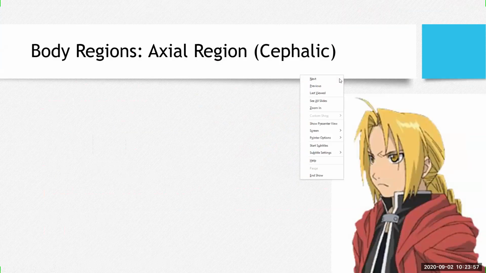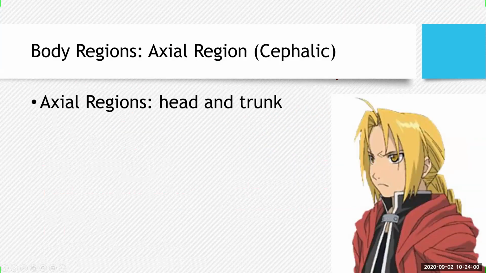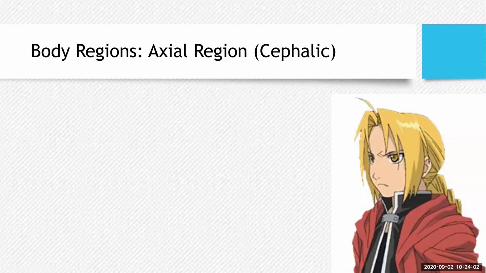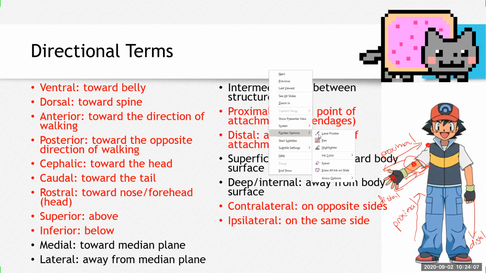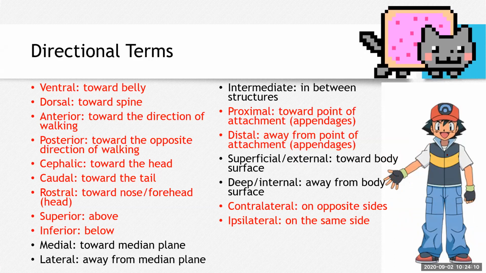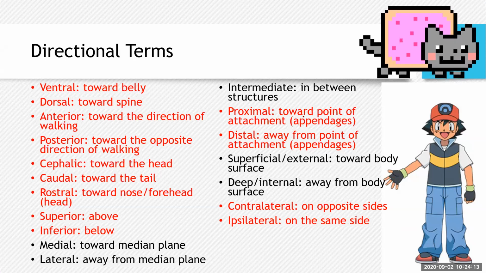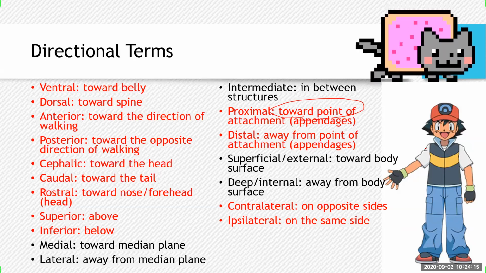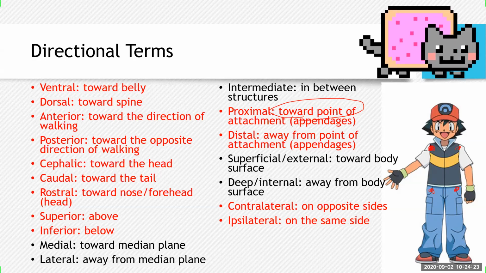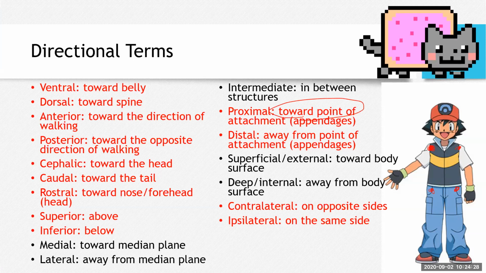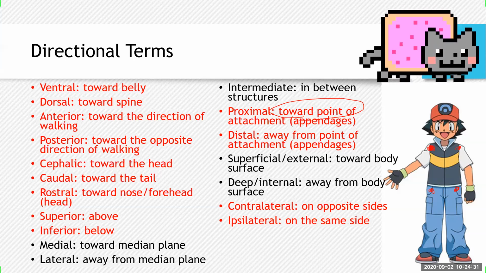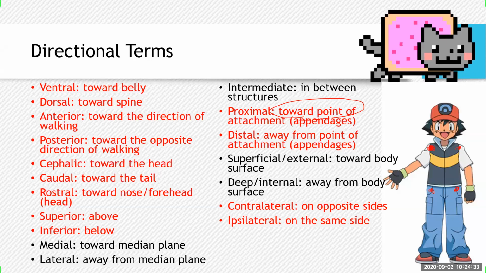Professor, I have a question. Go ahead. Regarding the last slide, when you're asking if the elbow was distal or proximal, would it be distal or proximal to the trunk or the shoulder? Good question. It's always towards the point of attachment. This is where our appendages are attached, these are the locations where it attaches. So we're always looking in reference to where it attaches to the body. Thank you. So right eye would be contralateral to your left arm. Correct. Good.